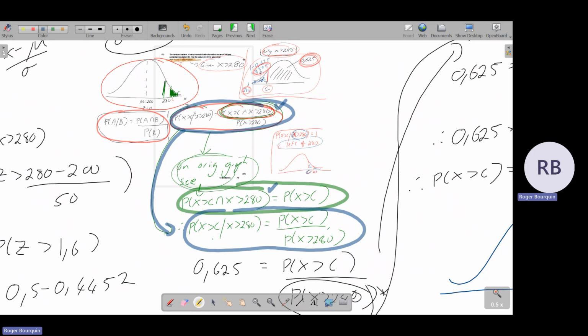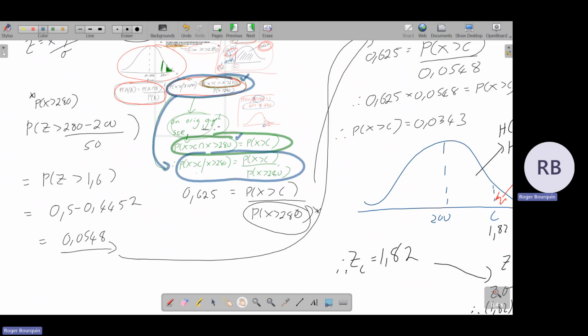So now I get the probability that x is bigger than c, given x is bigger than 280, is the probability x is bigger than c over the probability x is bigger than 280. But I was told in the question that the probability that x is bigger than c is equal to 0.625. So, in other words, 0.625 is equal to this whole thing over here, the probability that x is bigger than c, given that x is bigger than 280.